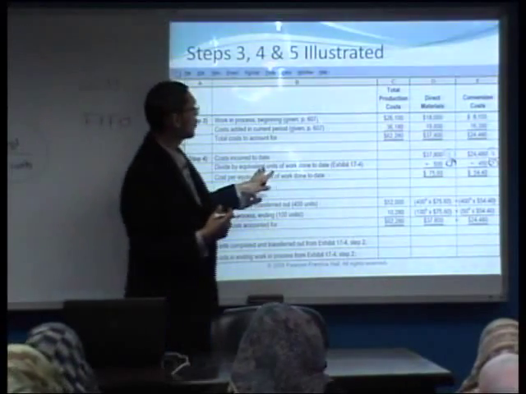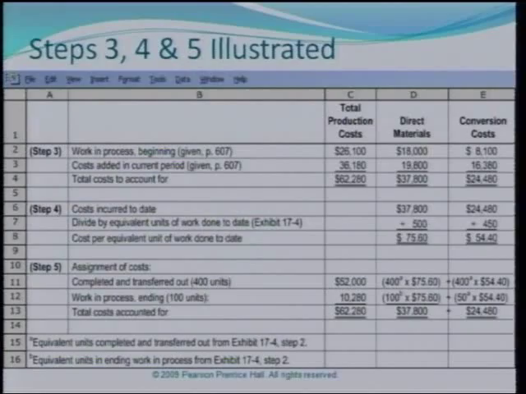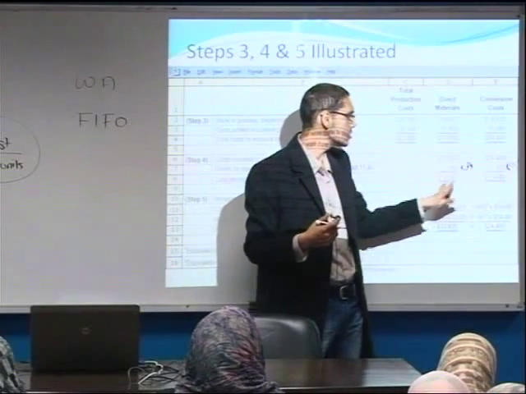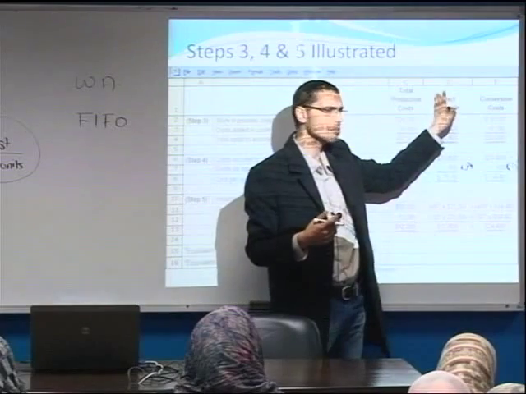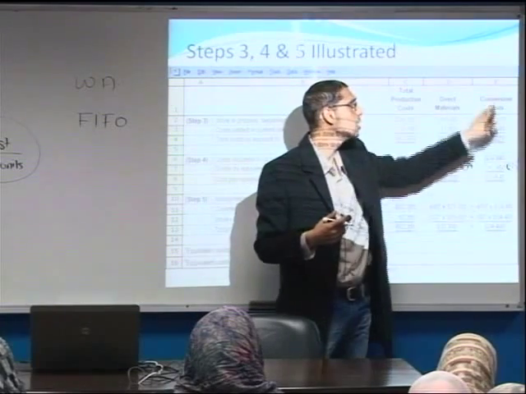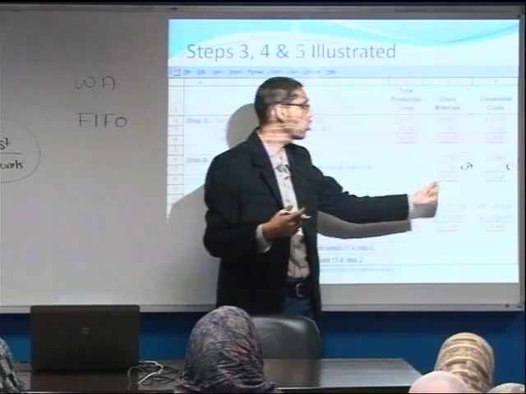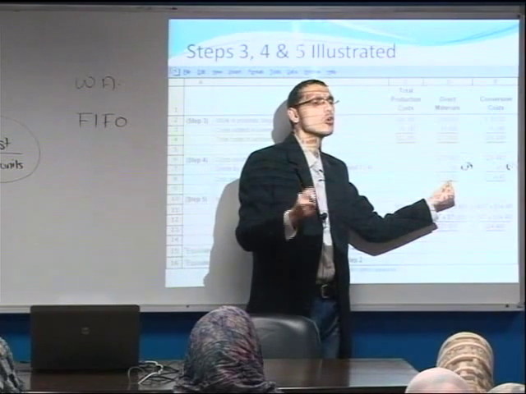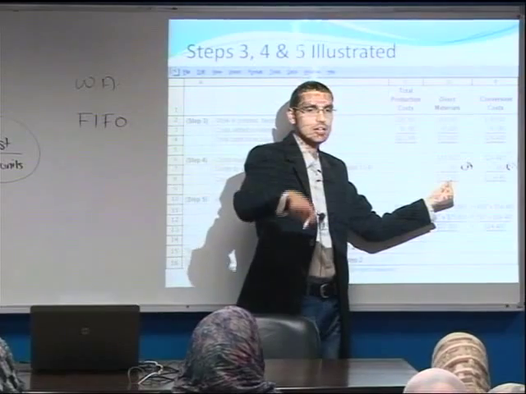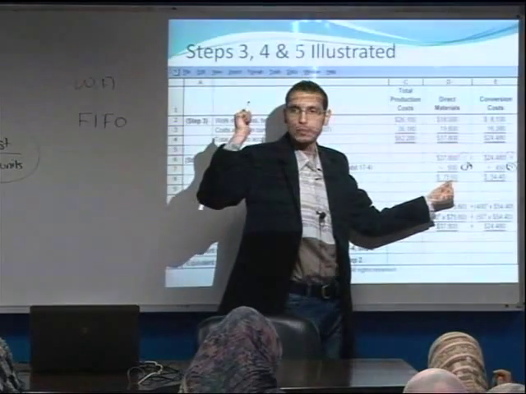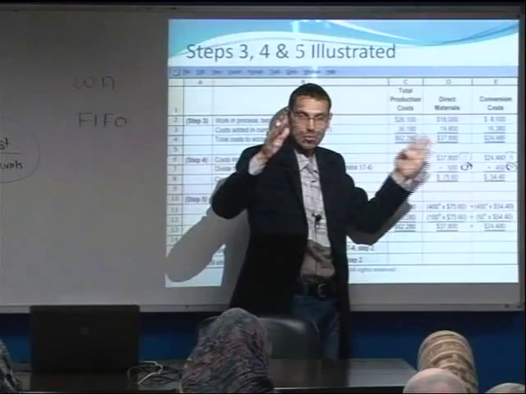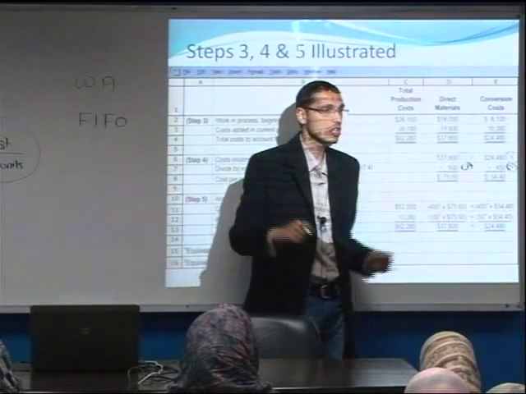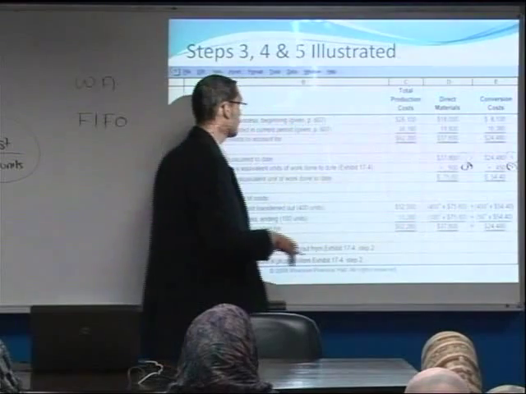As we can see here, the cost per equivalent unit is $75.6 and $54.4. The $75.6 is for the direct materials, and $54.4 is for the conversion cost. The cost per equivalent unit here covers all the costs incurred within this period or within previous periods. We did not separate here between the costs that were incurred in the previous periods and the costs that were incurred in this period.